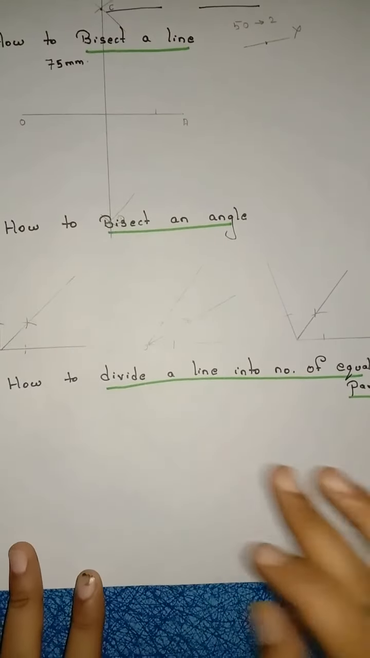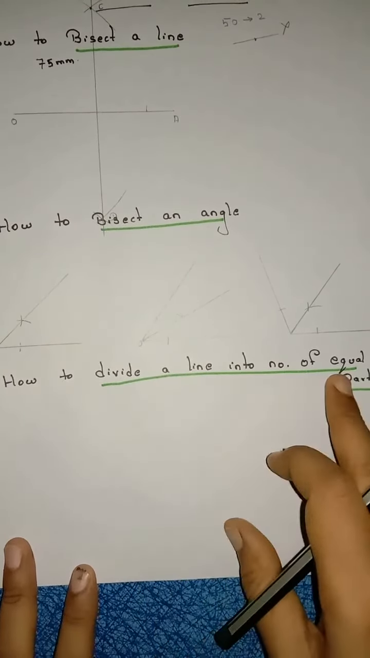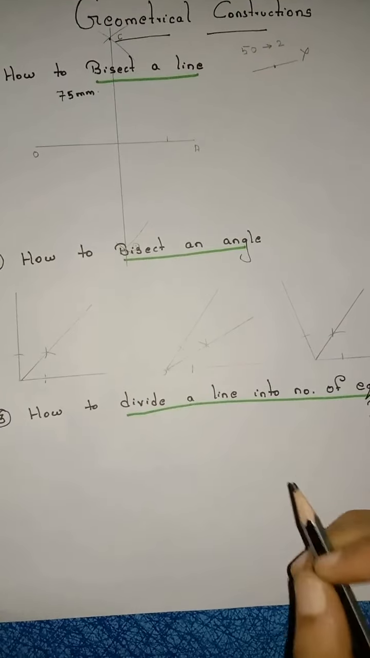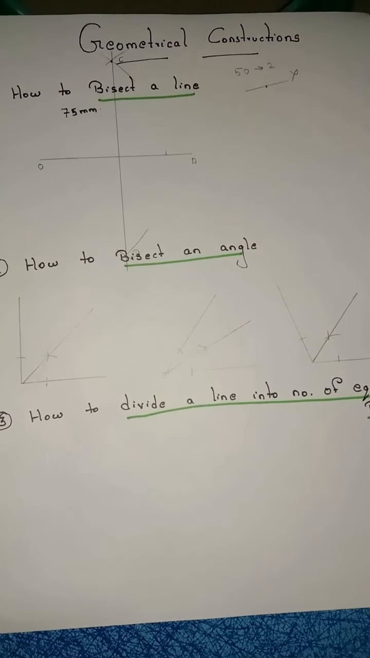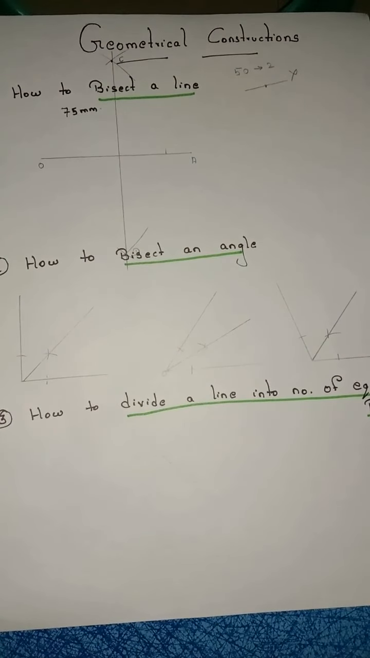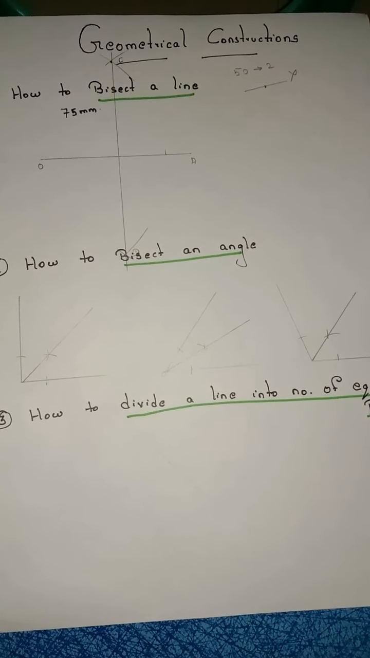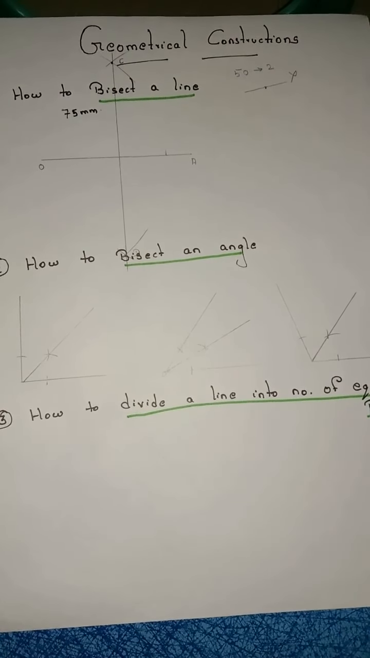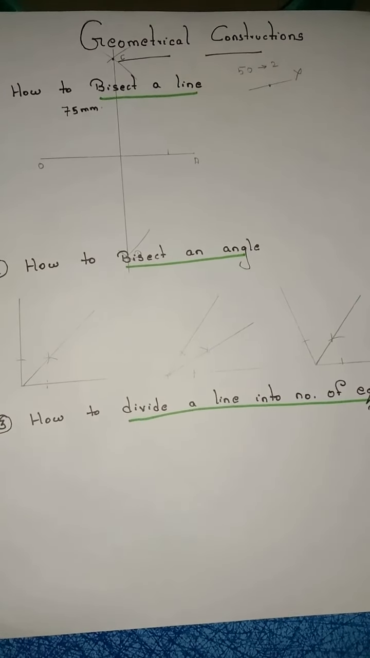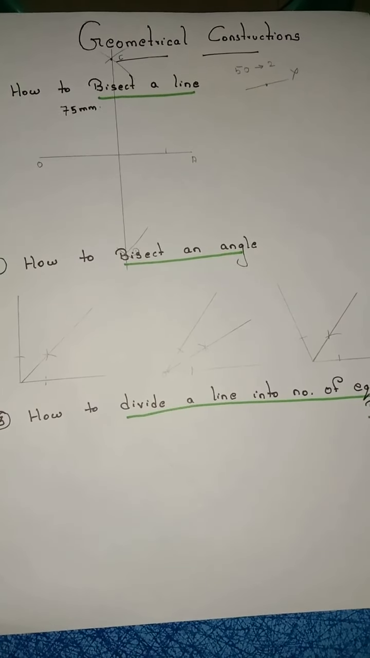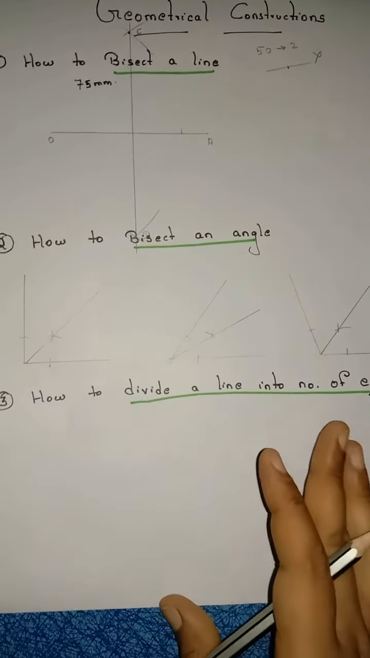Now the important one is how to divide a line into a number of equal parts. We can divide 100 mm into 10 equal parts, or 50 mm into 5 equal parts, just by plotting the points on the straight line. But don't follow that method. Even if you want to draw a basic line, you have to follow the constructional method only. Don't mark the points directly. Definitely follow the constructional method.